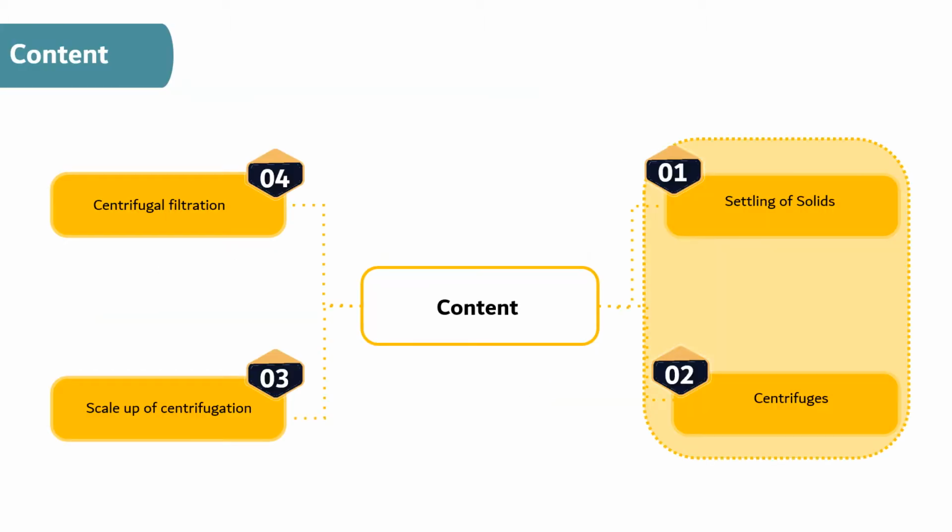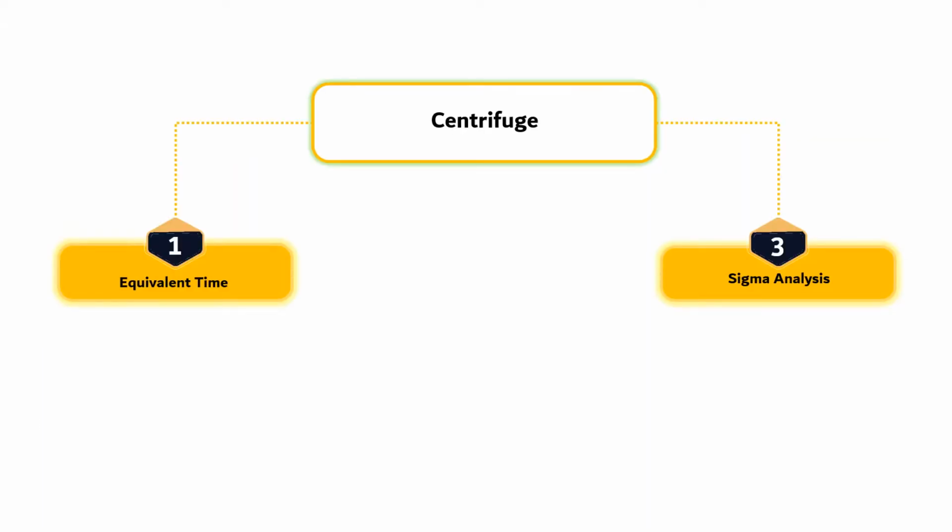Previously, we have discussed settling of solids and different types of centrifuge. In this segment, we will discuss scale-up of centrifugation. Designing large-scale centrifugation involves using laboratory data to predict the performance of a commercially available centrifuge. There are two approaches that can be used to obtain essential information for scaling up a centrifuge.